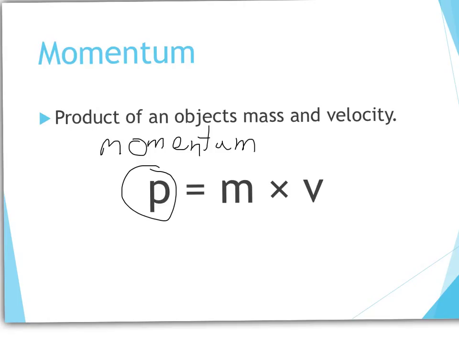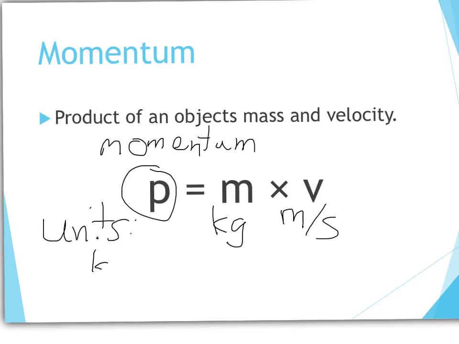Now what are the units for momentum? This is actually pretty easy. M is kilograms, right? We always use kilograms for mass. Velocity is meters per second. So when we're doing momentum, we just smash those two things together. So the units for momentum are kg m/s, kilogram meters per second.